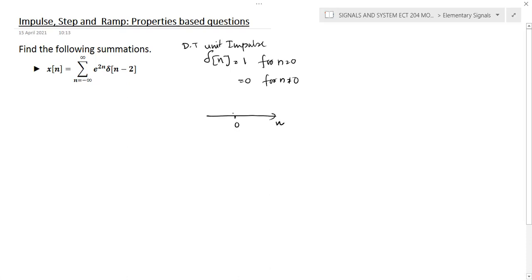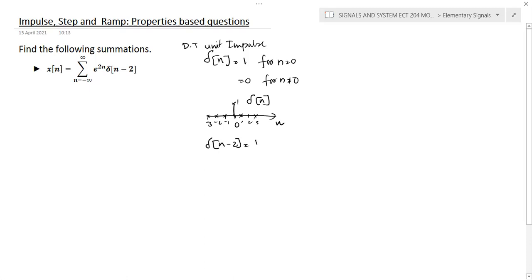At n is equal to 0, the function magnitude is 1, and for all other values, for 1, 2, 3, etc., and for minus 1, minus 2, minus 3, the function magnitude is 0. That is del of n. Now we can see that in this particular question it is given del of n minus 2. It's a shifted version of impulse signal.